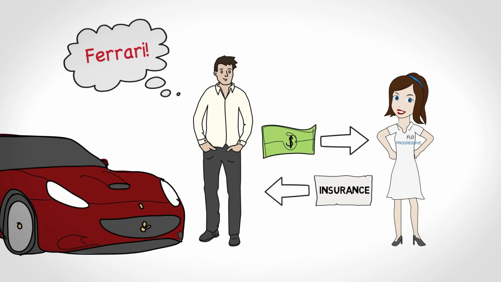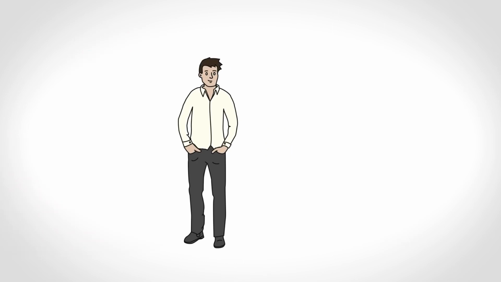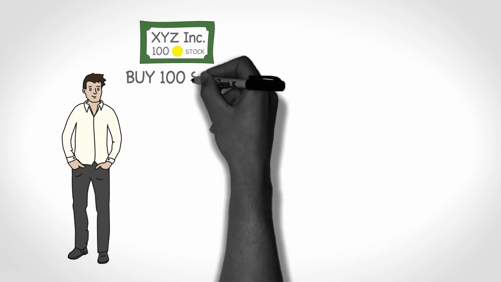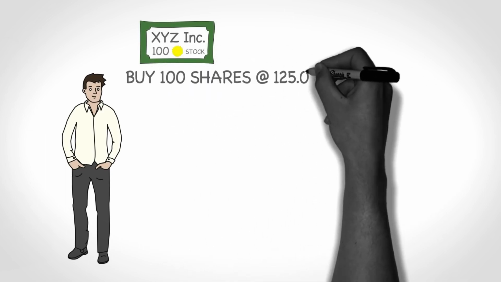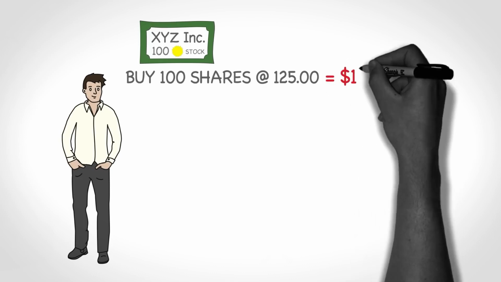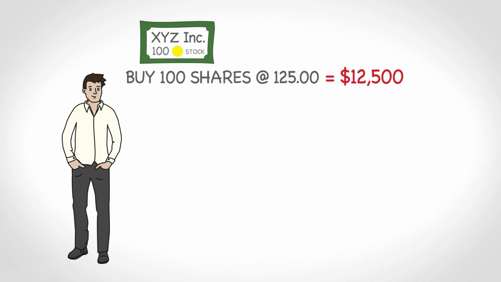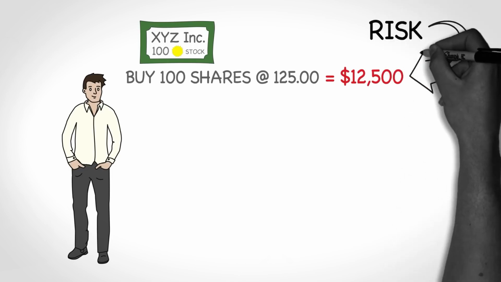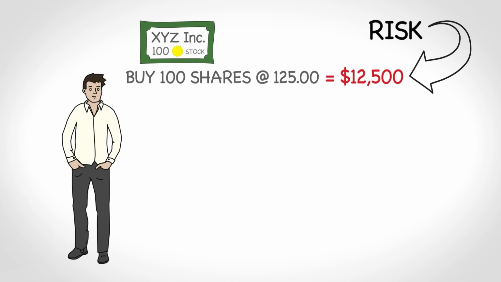And this is the exact same concept as options. Now, instead of a car enthusiast, let's say you were an investor and you just bought 100 shares of XYZ stock at $125 per share. So the total cost of this investment is $12,500. We all know that stock prices fluctuate, and stocks can even go to zero if something catastrophic happens. So your total risk on this investment is technically $12,500.